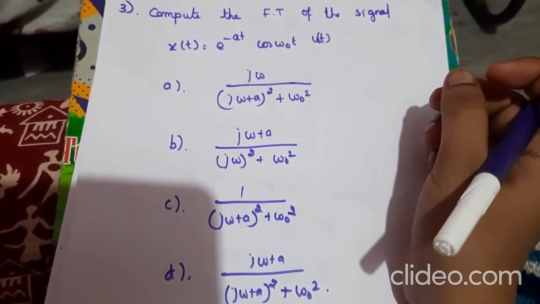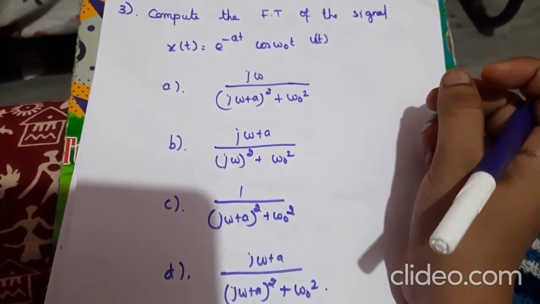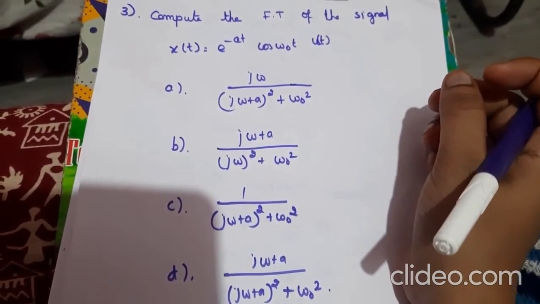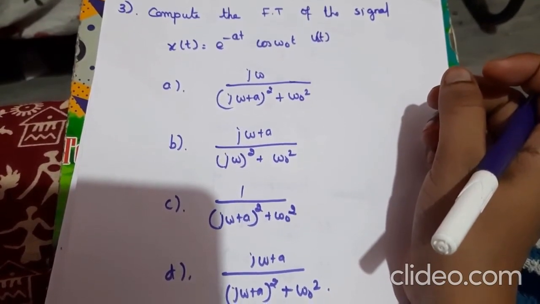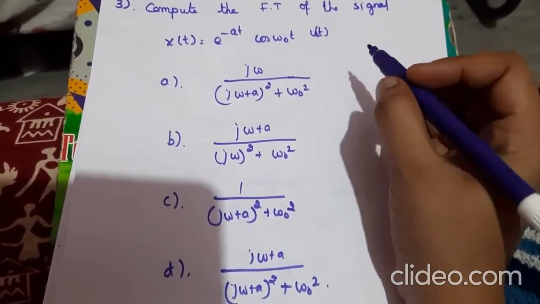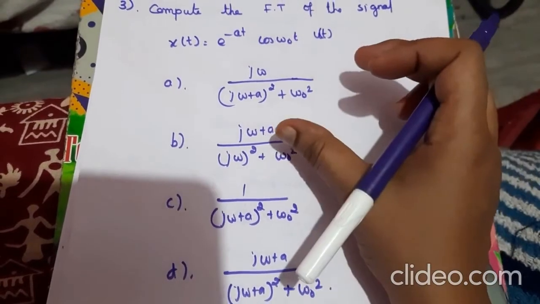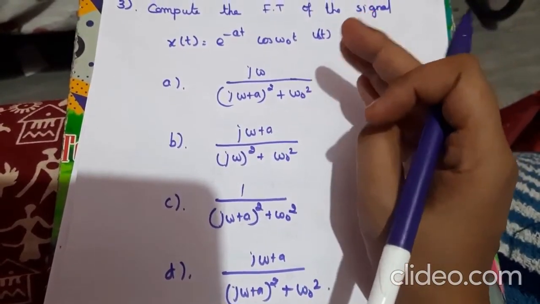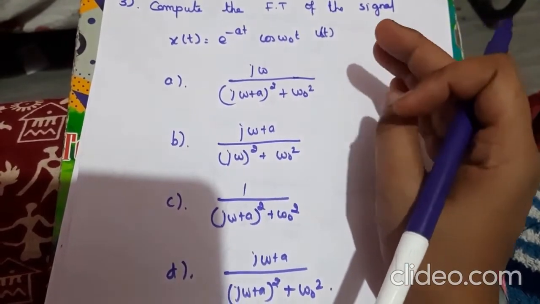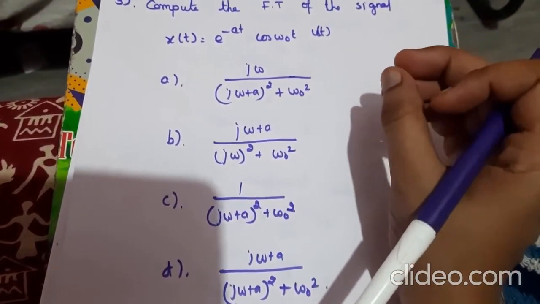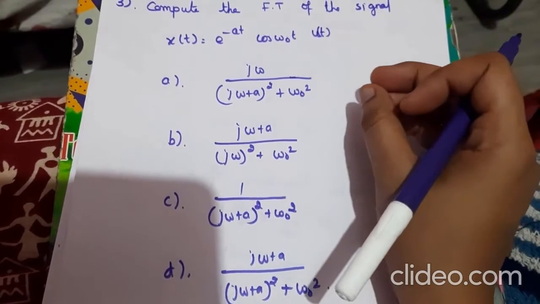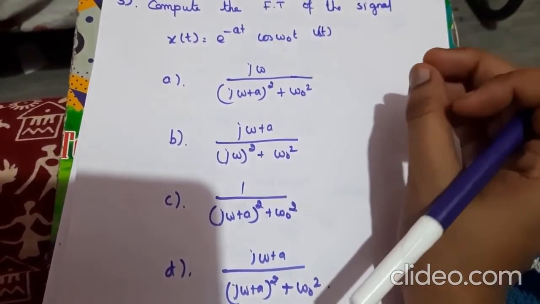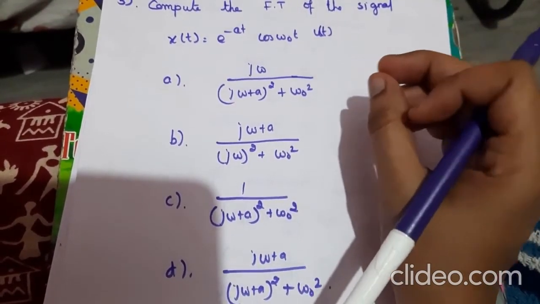Third question, compute the Fourier transform of the signal x of t is equal to e power minus at cos omega naught t into u of t. For this particular topic, Fourier transform, you have to memorize all properties and the important Fourier transform pairs for very important signals. So we can expect questions from this category: important signal Fourier transforms and also properties of Fourier transform.